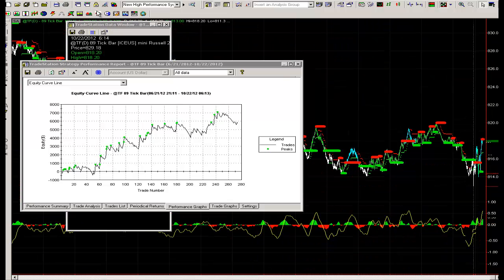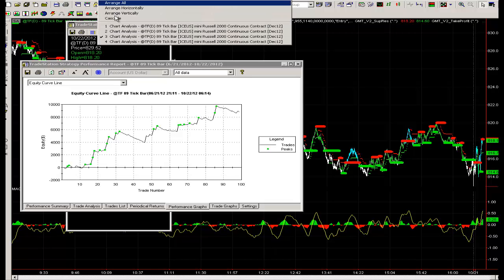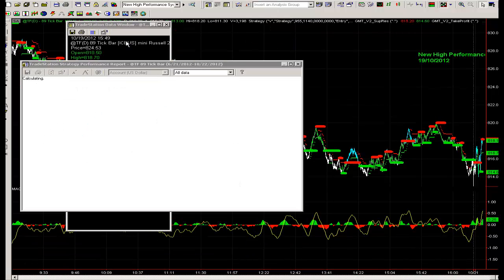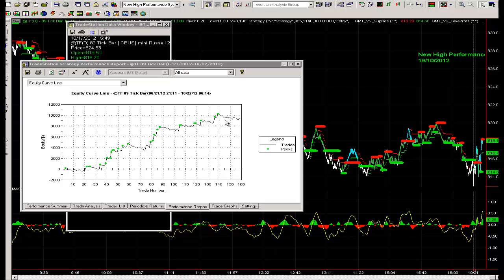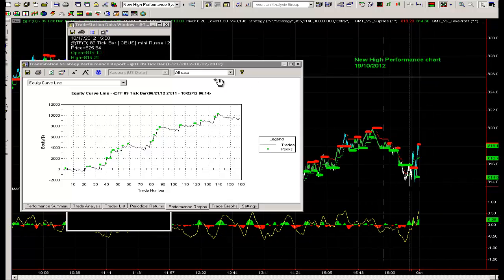We'll bring that up here. That's not it. Here it is. You can see there that we've still got a bit of a drawdown. So what I would potentially do is load the new high performance chart up with the new settings, with those new days of the week, and then I would probably wait until that system started to continue to climb, or started to bounce.